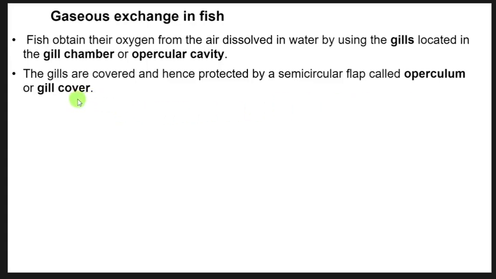So I think you have seen a fish before, and above, on the sides of the head of the fish, that's where the gills are located inside. But on top of the gills are covers. All right, those covers which protect the gills are what are known as the operculum, or the gill cover.